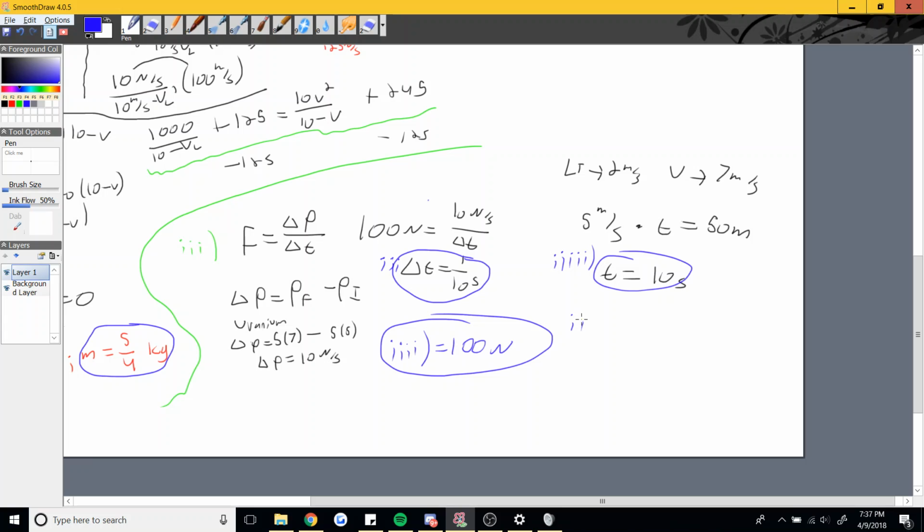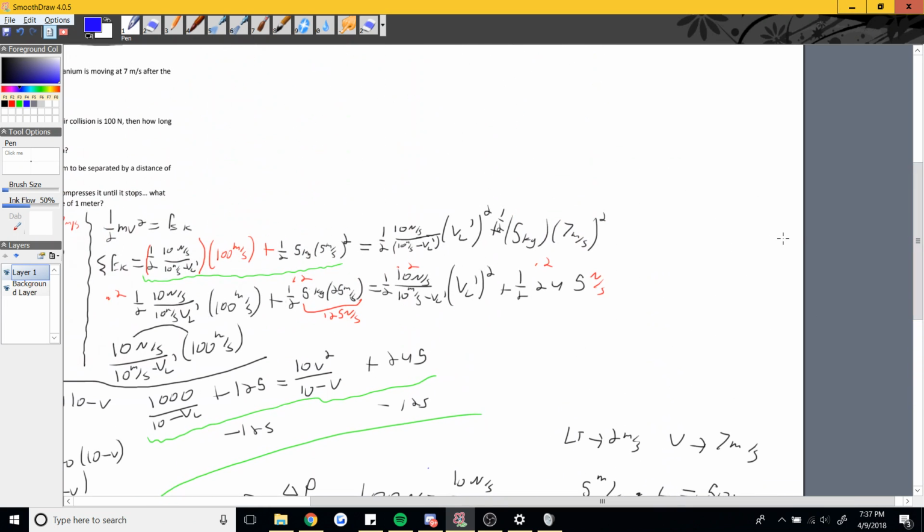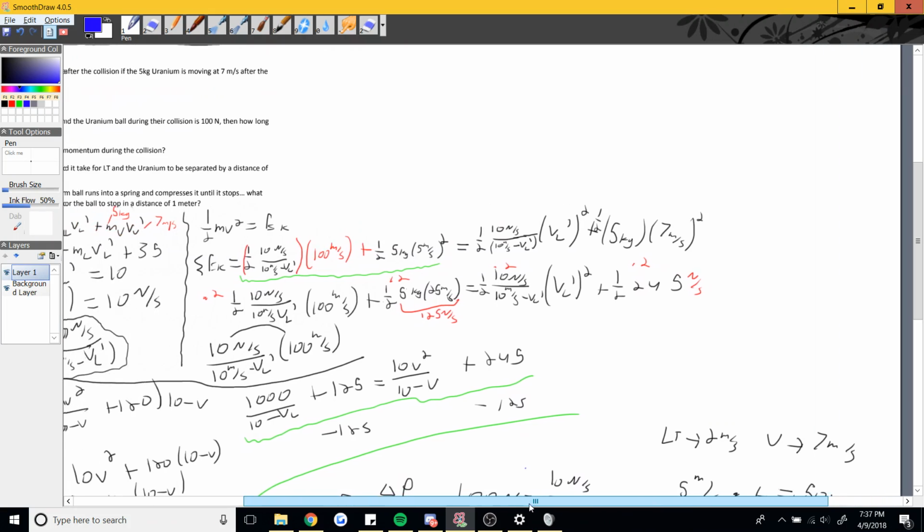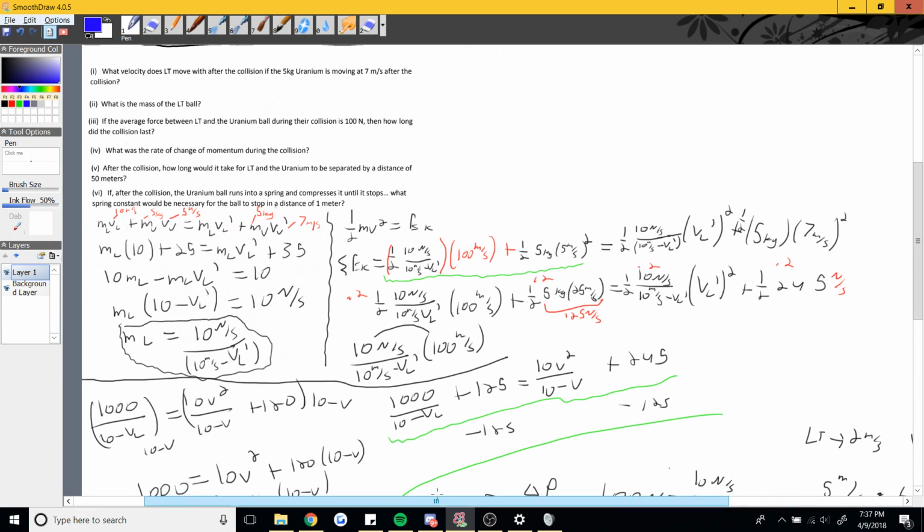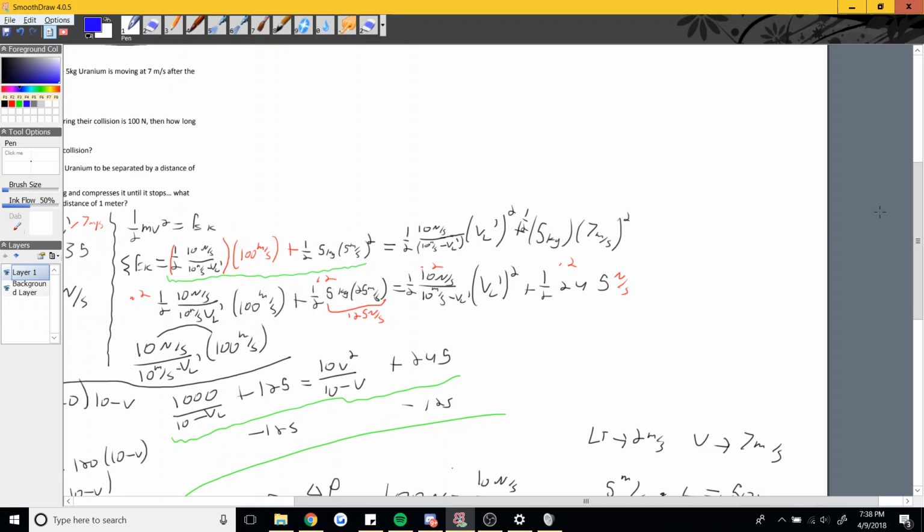Now we're going to be working on 6, way over here in the corner. 1, 2, 3, 4, 5, 6. Perfect. I don't believe in that old fashioned Roman numeral system. I don't like it. Ooh, this is going to be an interesting one. After the collision, the uranium ball runs into a spring and compresses it until it stops. What spring constant will be necessary for the ball to stop at a distance of 1 meter?